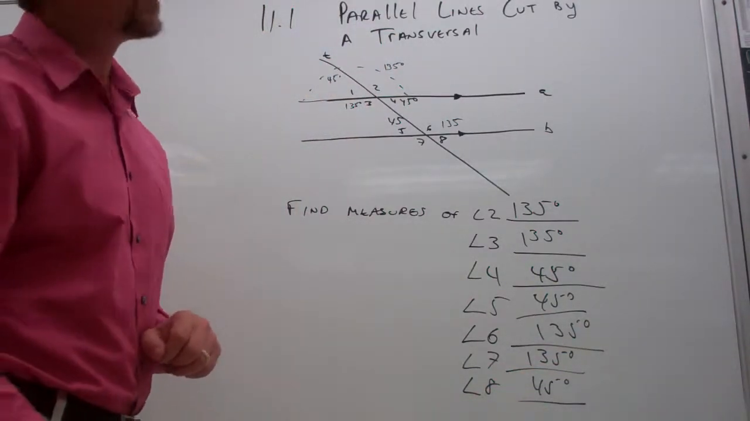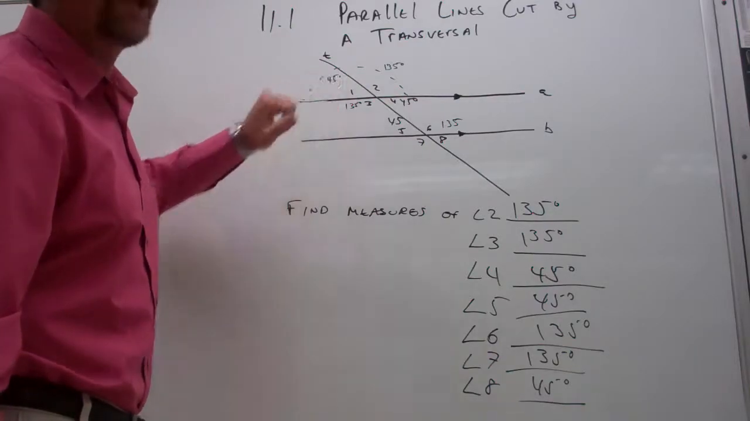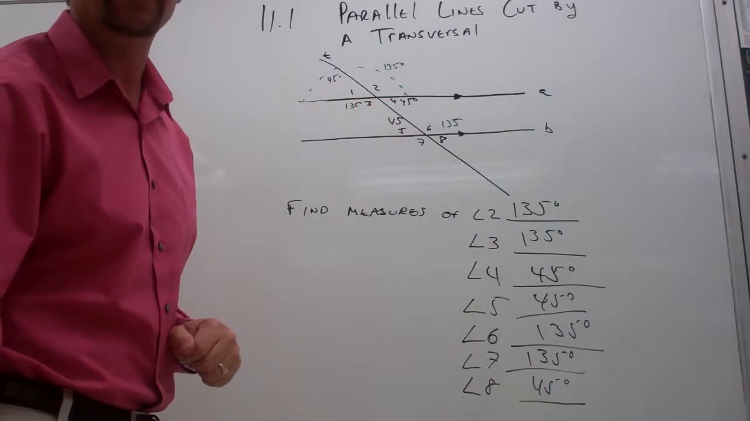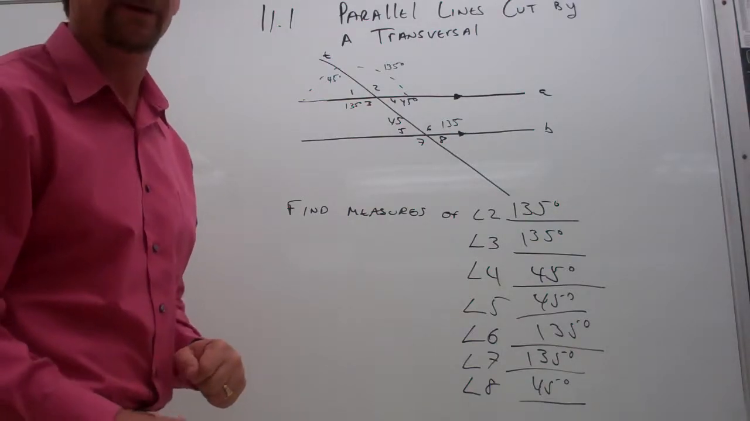So essentially, there's an example of how if you're given one angle measure, you'd be able to find the other 7 angle measures. And that's what we're going to ask you to do on your homework tonight.